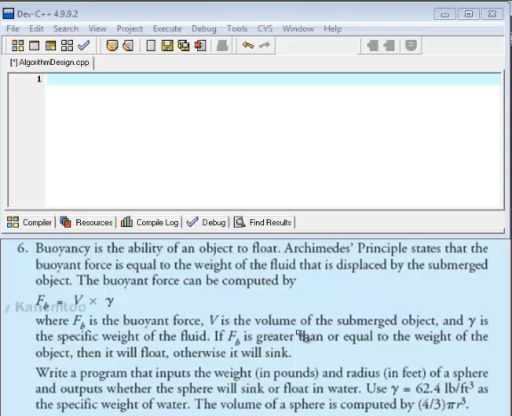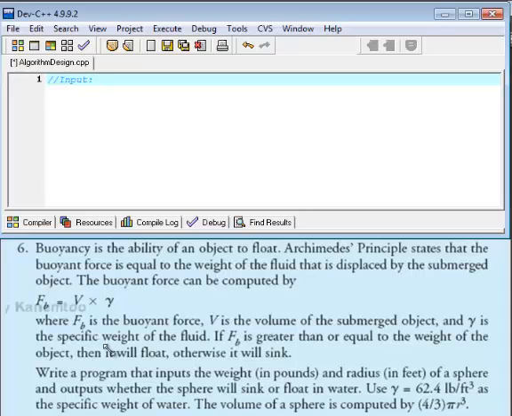So before we write any lines of code, we need to write our algorithm. Our algorithm are the steps we're going to use to solve the problem. So one way to write an algorithm is to start with the input. What do we know? What are we going to be given?